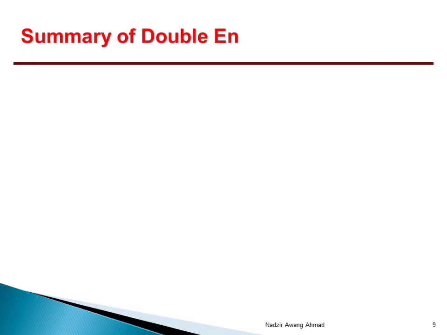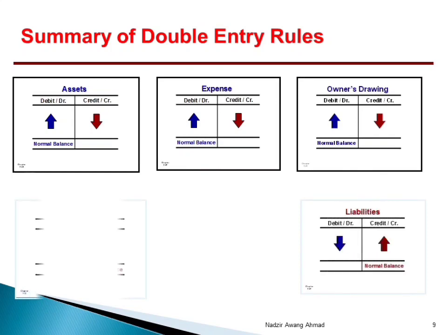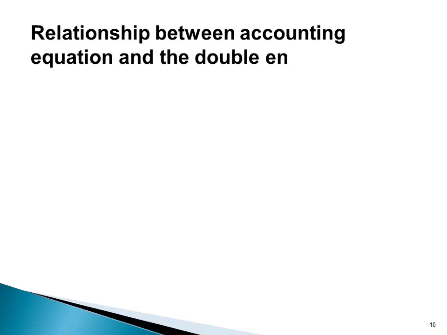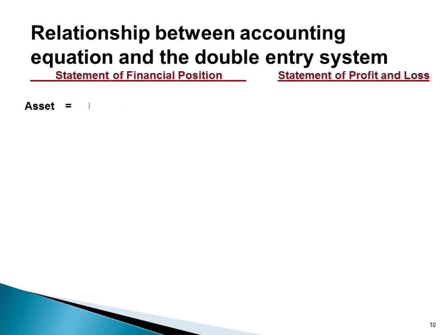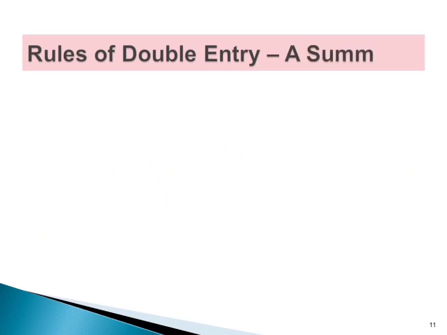Summary of double entry rules. The blue arrow indicates an increase while the red arrow indicates a decrease in each account. Relationship between the accounting equation and the double entry system. Rules of double entry: a summary.